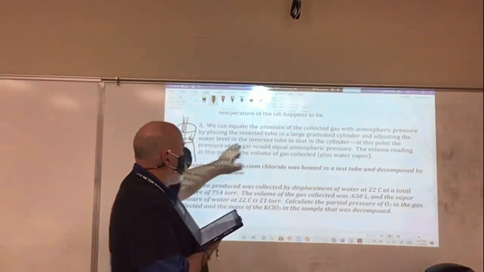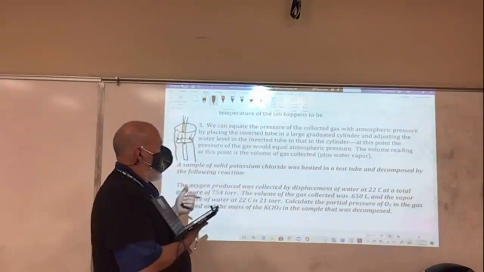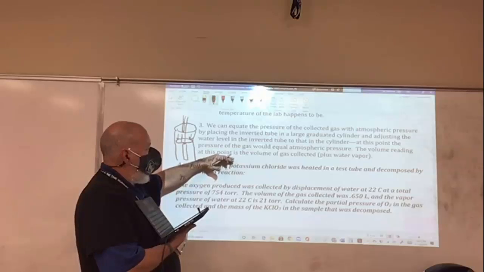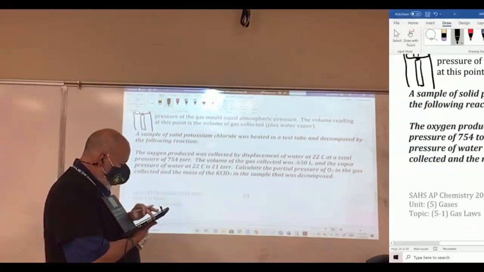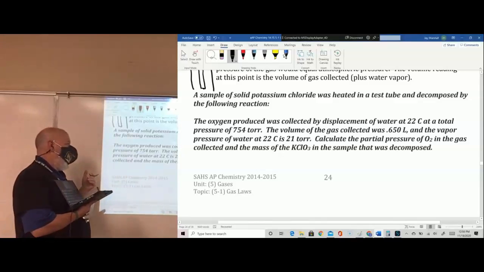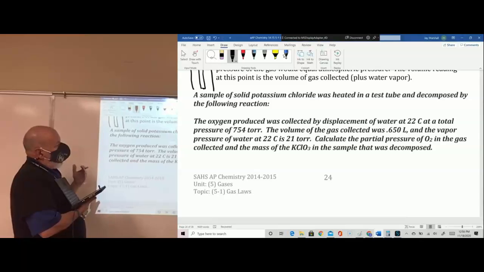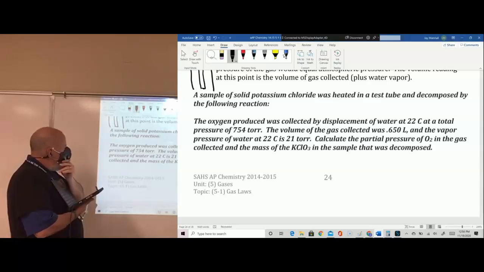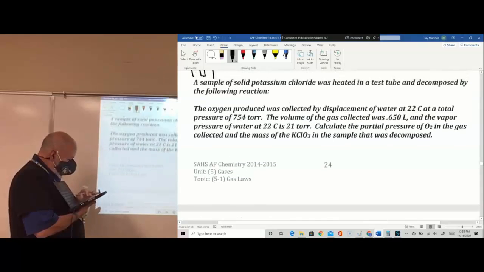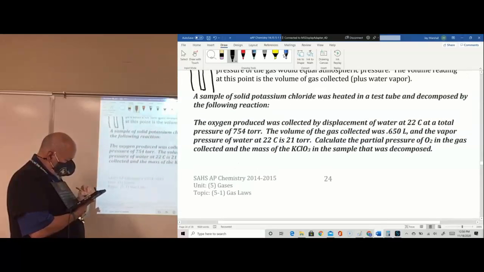Okay, so at this point, the pressure of the gas would equal the atmospheric pressure, and the volume reading at this point is the volume of the gas plus the water vapor. Okay, so we can remove the water vapor from the equation and then say the rest of the volume is related to the gas. So a sample of solid potassium chloride was heated in a test tube and decomposed by the following reaction. And that reaction's down here. Let me rewrite that in here so you can see that.